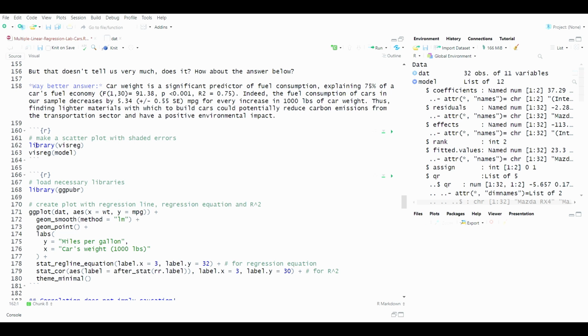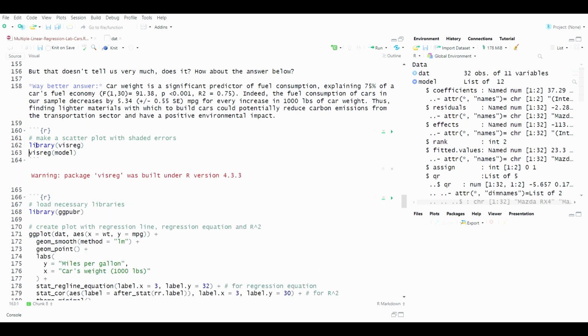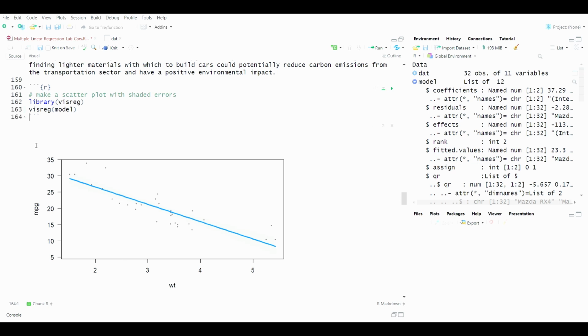Now let's make a scatter plot with shaded errors. First, we're going to load this library visreg and then run visreg model. And what this does is it shows us a quick scatter plot that also shows standard errors shading around the regression line, which gives us an idea of the amount of certainty we have of this particular slope.